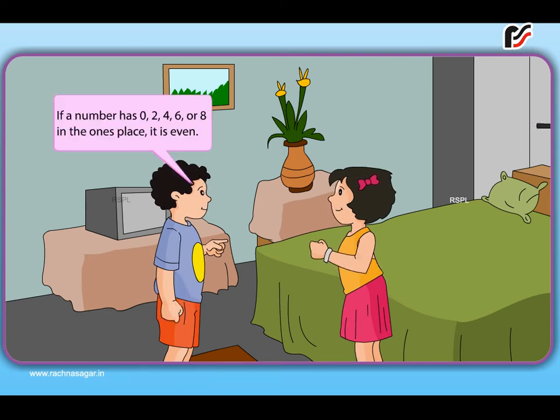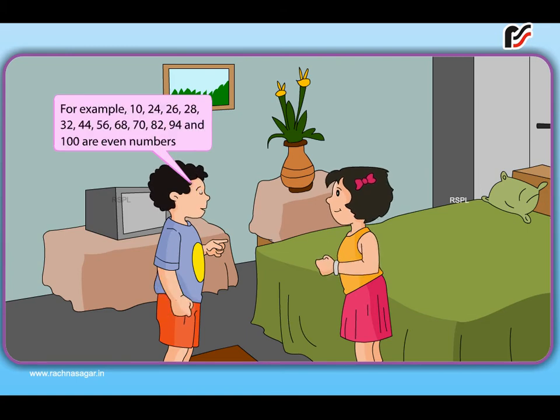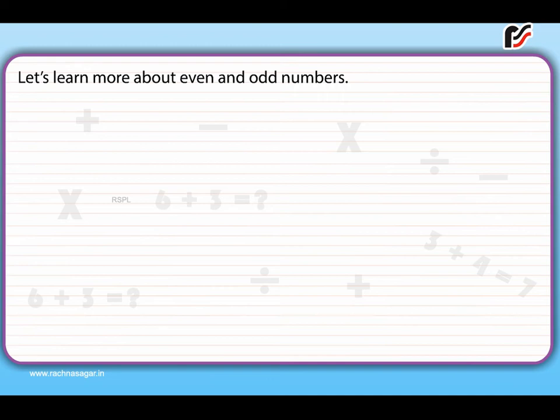Even numbers. If a number has 0, 2, 4, 6 or 8 in the ones place, it is even. For example, 10, 24, 26, 28, 32, 44, 56, 68, 70, 82, 94 and 100 are even numbers. Let's learn more about even and odd numbers.